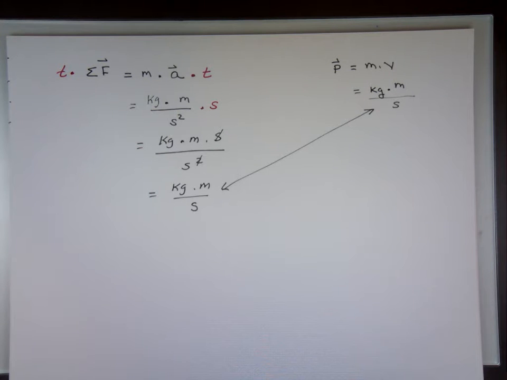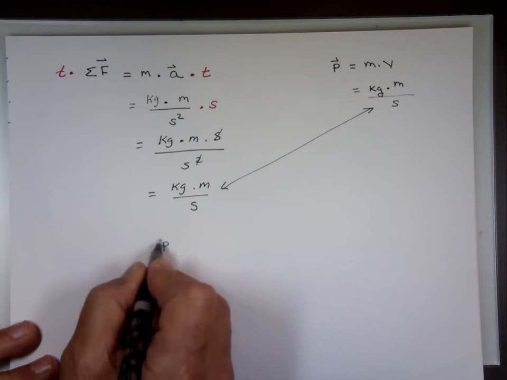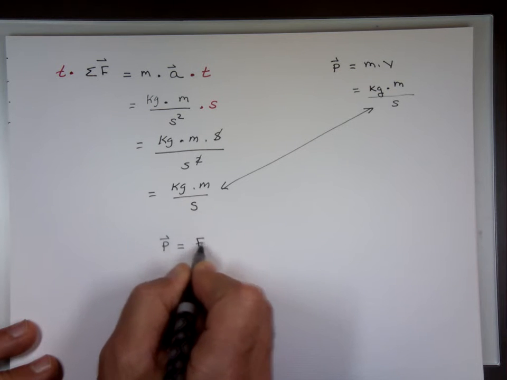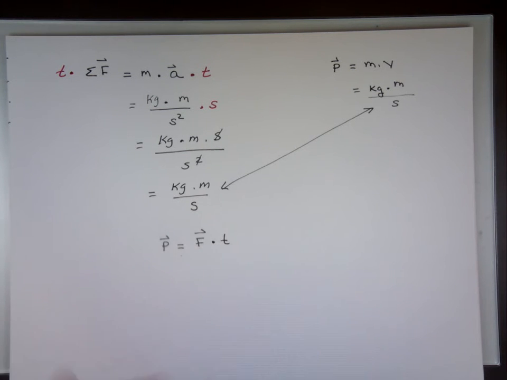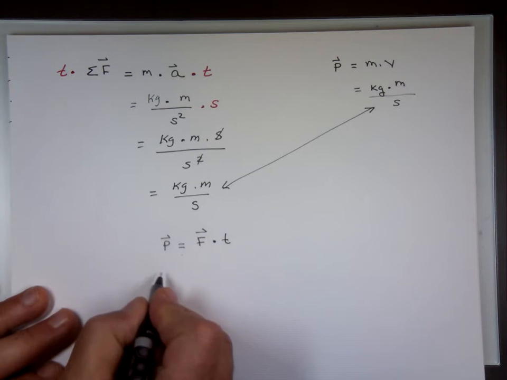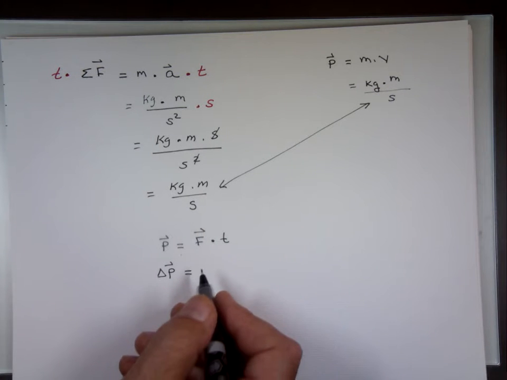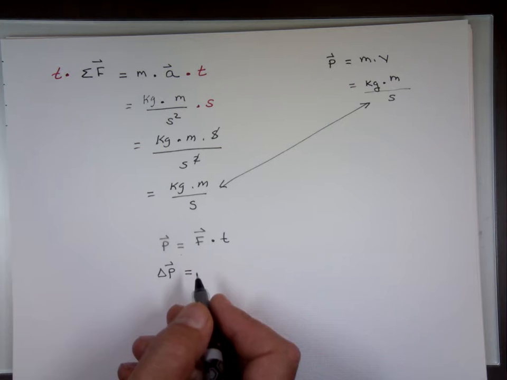So what I'm trying to do is prove here that if you want to actually calculate the momentum or the change in momentum, it looks to me like P equals F times T. Unit-wise, the units of this match the units of this. And the equation I'm going after is the change in momentum is equal to the force times the change in time.